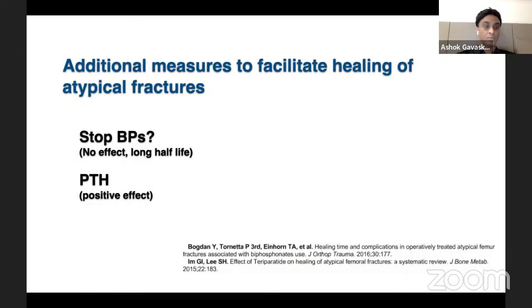So what is the role of stopping bisphosphonates? That is the first thing we all do, but does it have an effect?